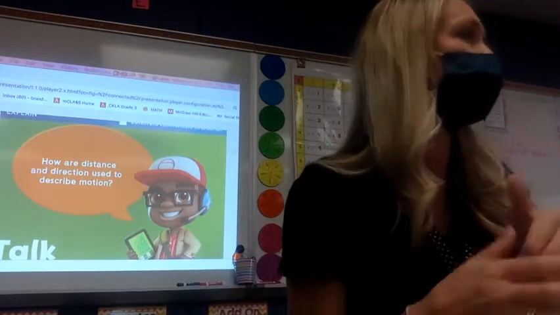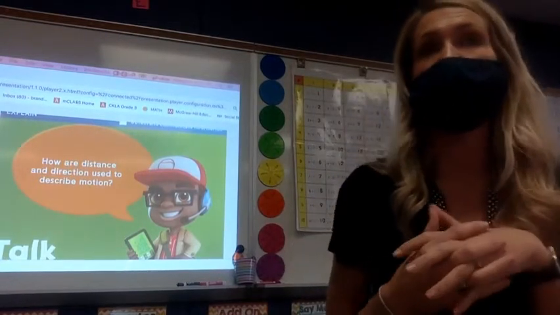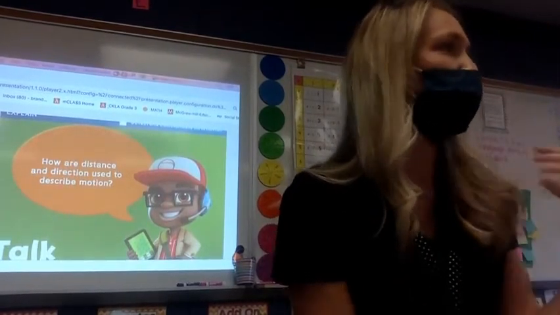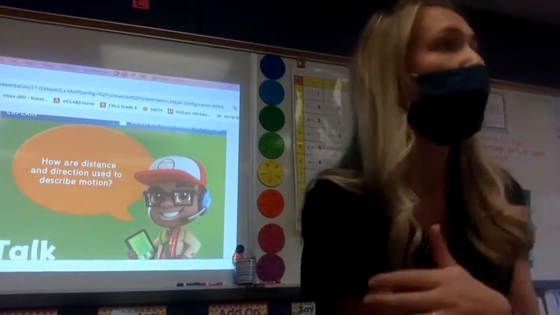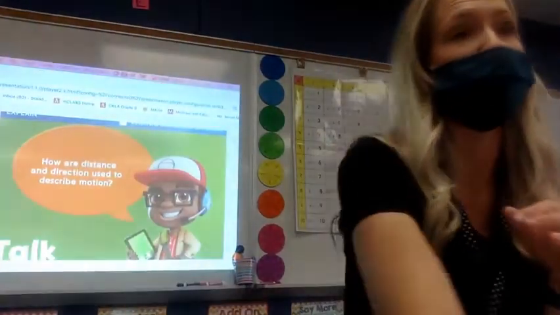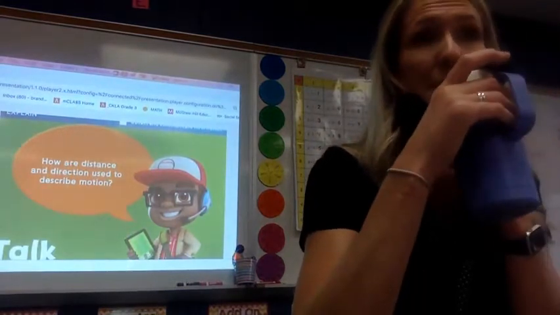Today, when we left off the other day, we were doing a little activity with position of objects, right? So how do you describe the position of something? And we noticed we'd say like, hey, it's next to or above. Brock, what can you add to that?